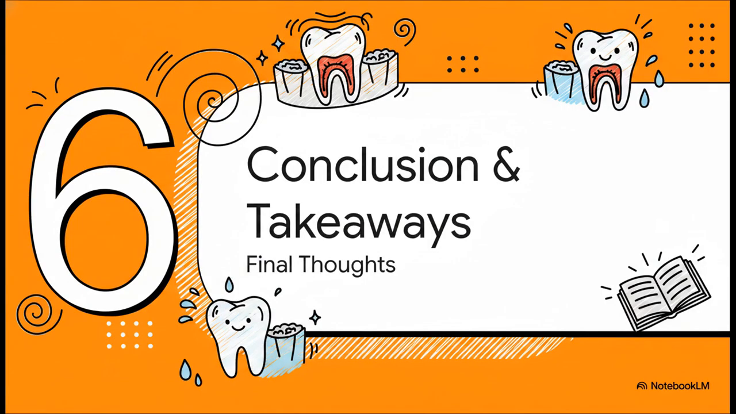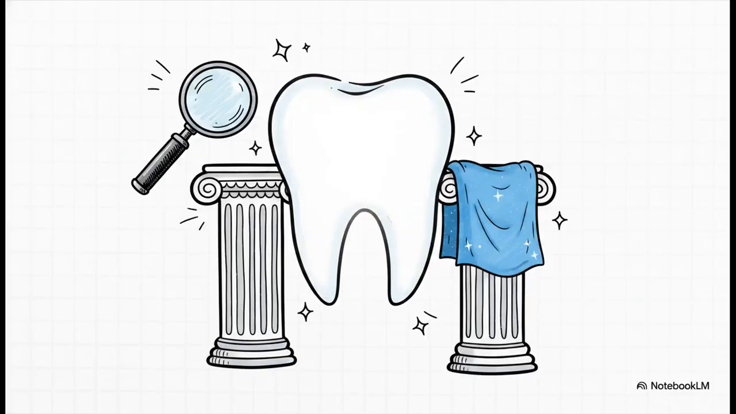Finally, Section 6, Conclusion and Takeaways. As we wrap up this explainer, let's distill all of this down to the core philosophy you need to carry with you right onto the clinic floor. If you take away just one thing from all of this, let it be this. Strict case selection and maintaining an aseptic chain are the true cornerstones of a predictable, successful pulpotomy.